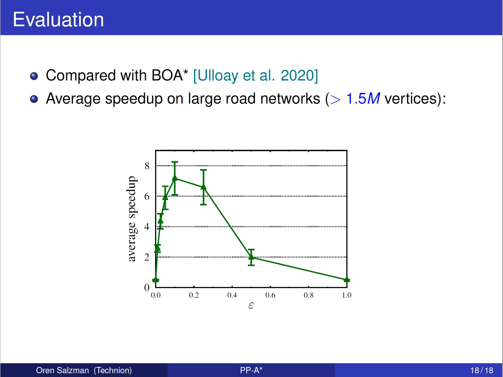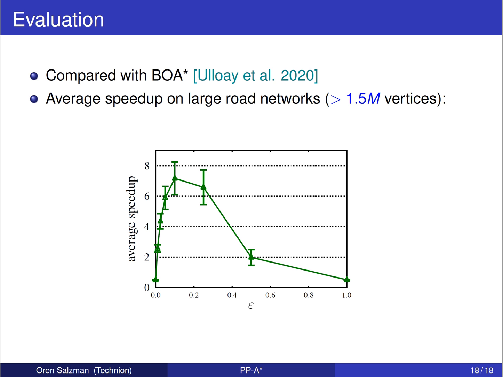To give a glimpse of the performance of this approach, we compared it with BOA star, which is a very recent algorithm that was shown to outperform the state-of-the-art in bicriteria shortest path by an order of magnitude, and sometimes by several orders of magnitude. When we compared our approach with BOA star on large road networks, having more than 1.5 million vertices, we get an average speedup of almost 8 for very small approximation factors, roughly 7.